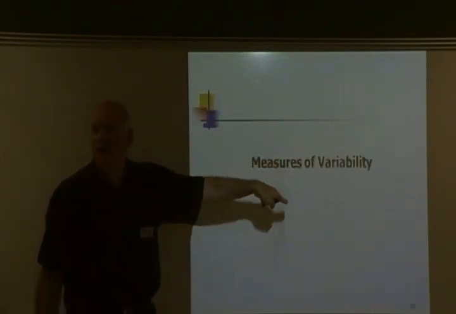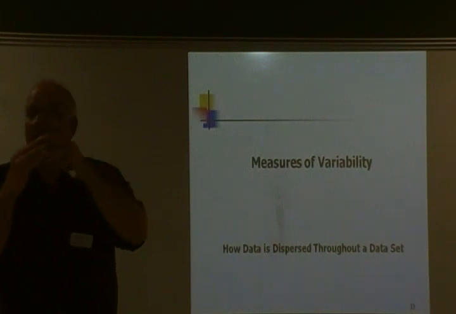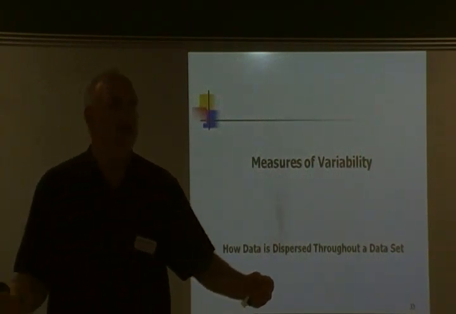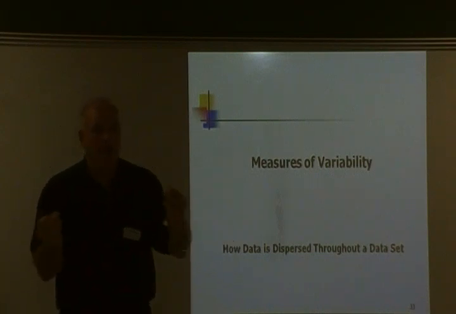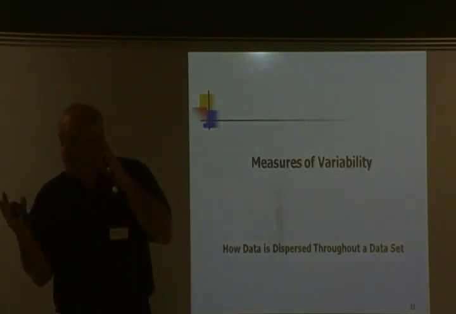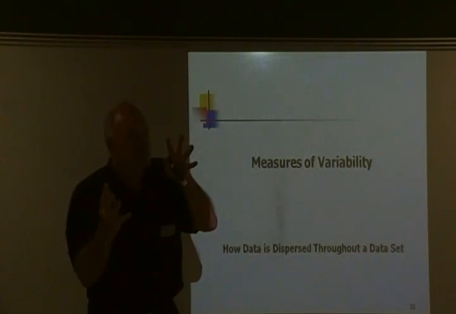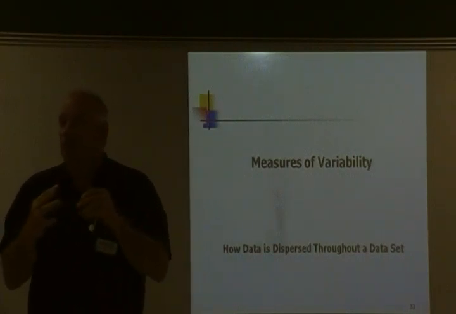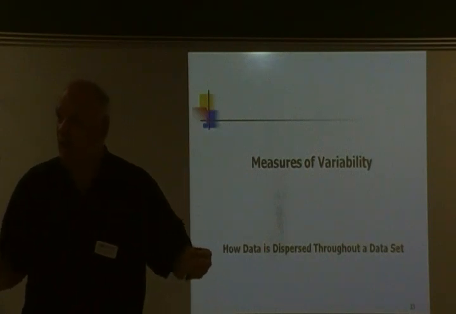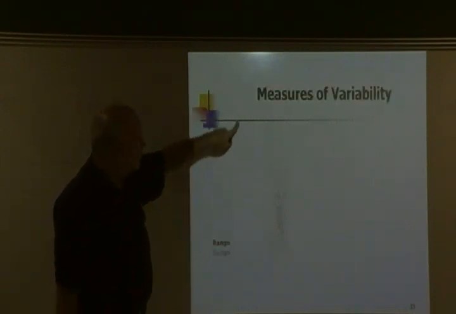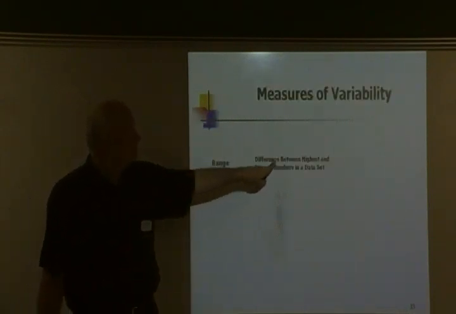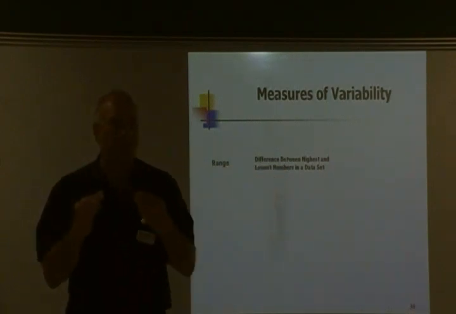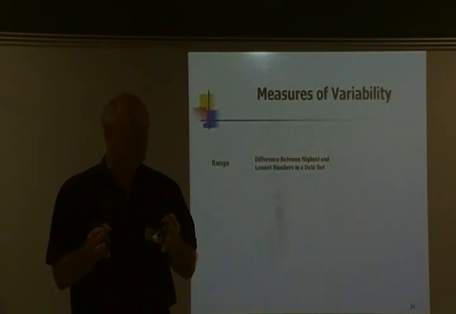So when we move into variability, it is how data is dispersed throughout a data set. The measure of central tendency is how data congregates around a center point. Variability is how data is dispersed. Okay? The ones we're looking at is the range, which is the difference between the highest and lowest numbers in the data set. The problem with the range is that it's a good snapshot.